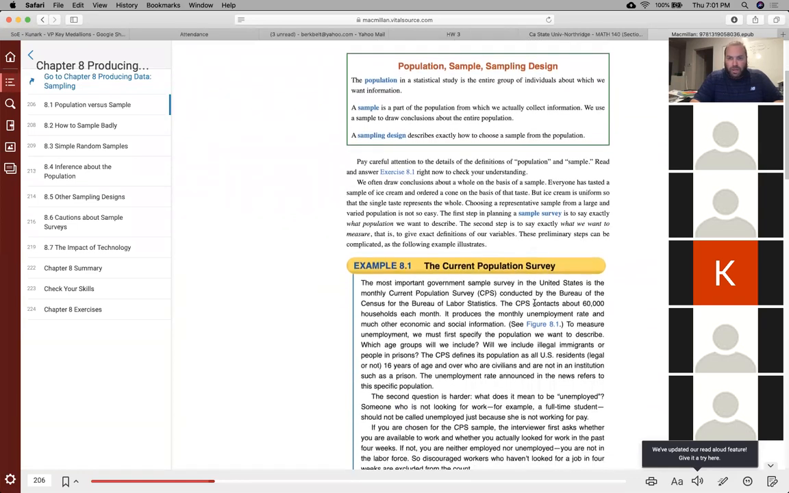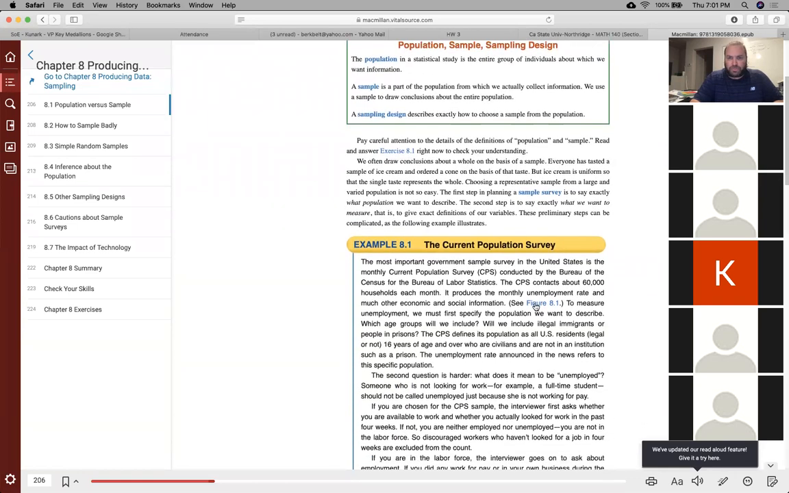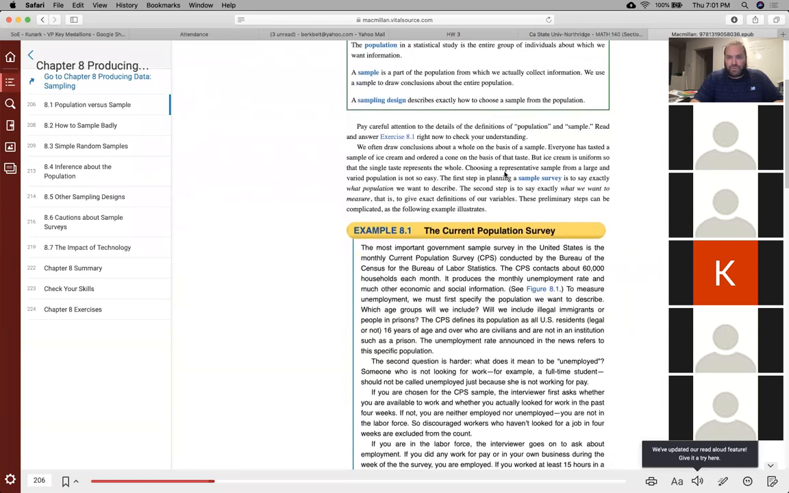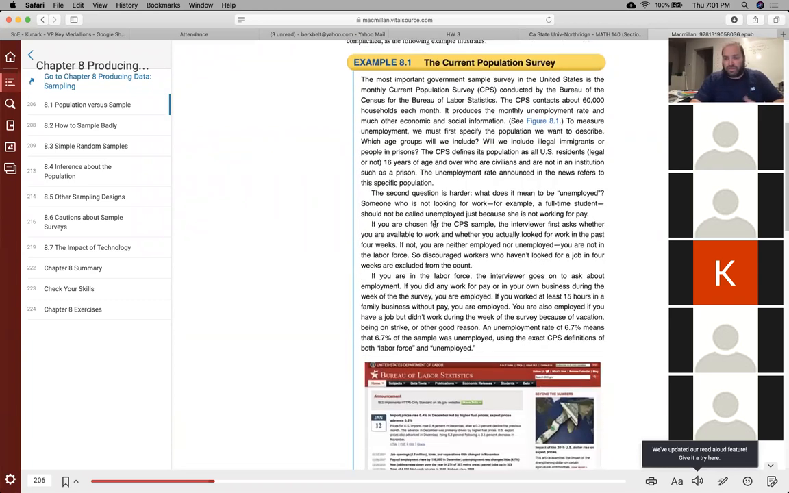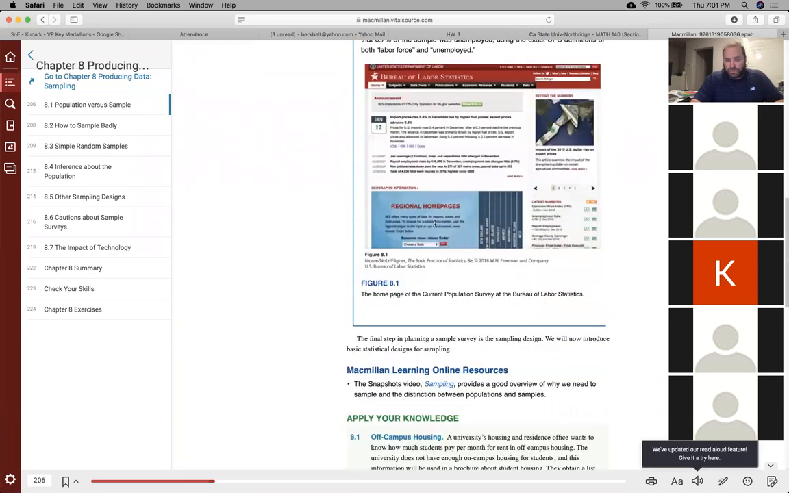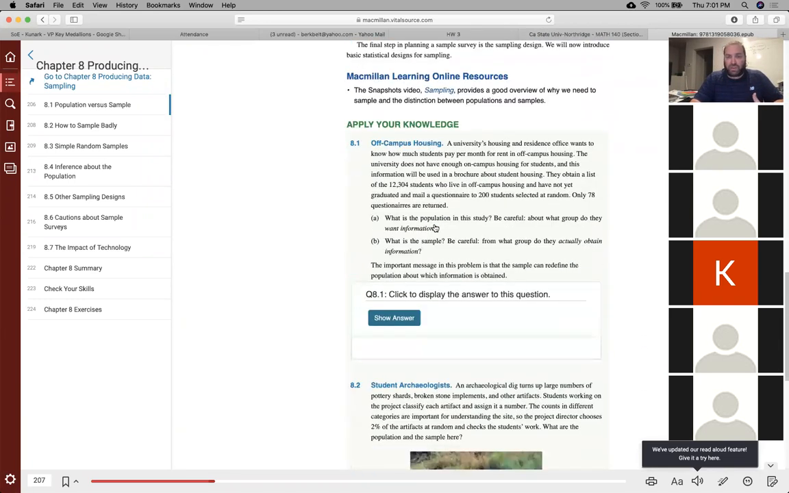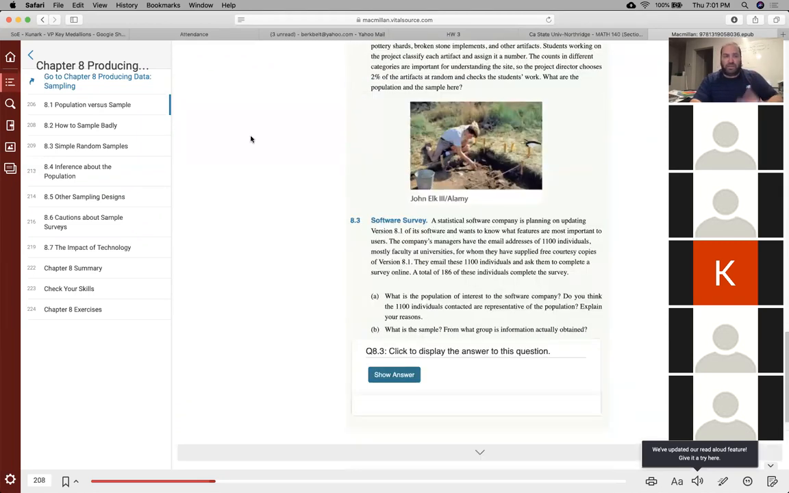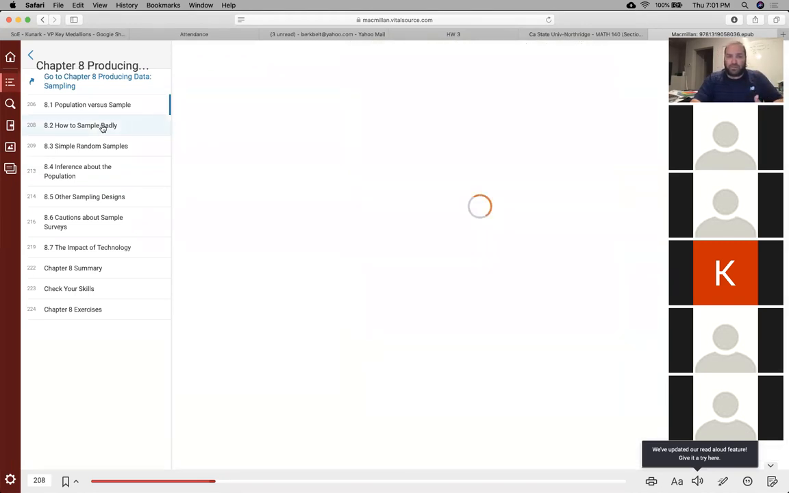So let's see what it says here. It says choosing a representative sample from a large and varied population is not so easy. The first step in planning a sample survey is to say exactly what population we want to describe, then what we want to measure. These are all things that you can read about in the chapter. I hope you do. I want to focus on the main things of the chapter to give you the overview, and then you can go into the details yourself by reading it and by doing the homework.